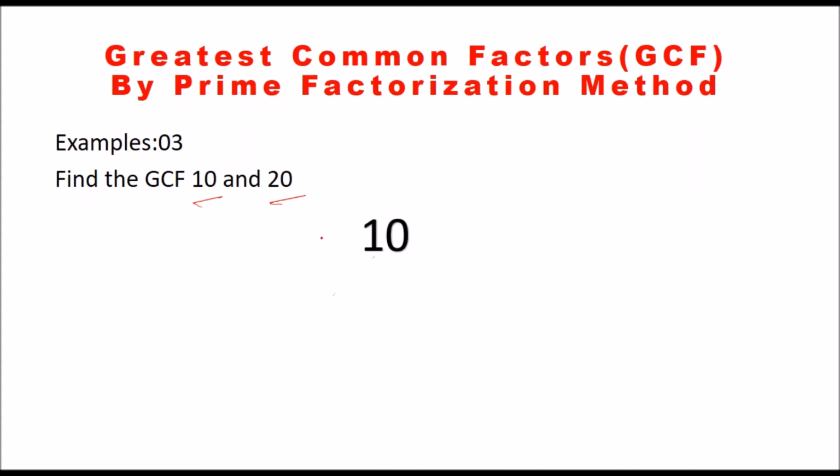So let's start with the prime factors of 10. We know that 2 multiplied by 5 gives us 10. There is no other composite number, because 2 is a prime number and 5 is a prime number. So the prime factors of 10 are 2 and 5.